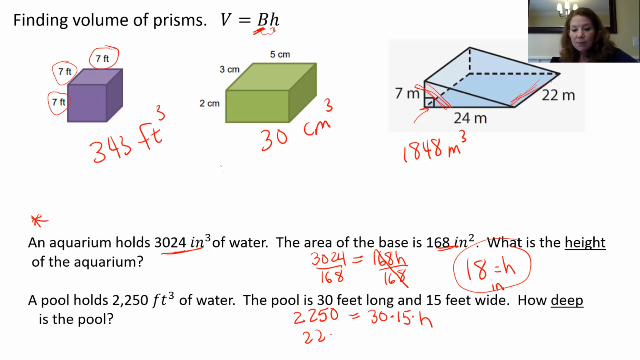So now we're going to multiply together 30 times 15, and we get 450. And then we want to solve for H by once again dividing both sides by 450. So that goes away. So H is, what'd you guys get? 2250 divided by 450 is 5. The pool is 5 feet deep.